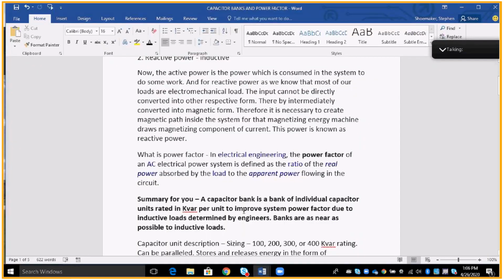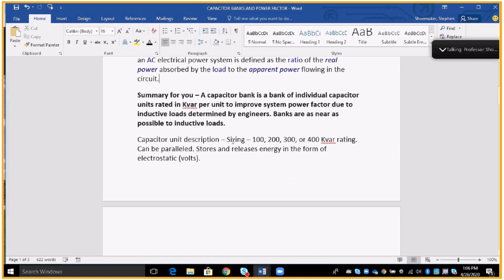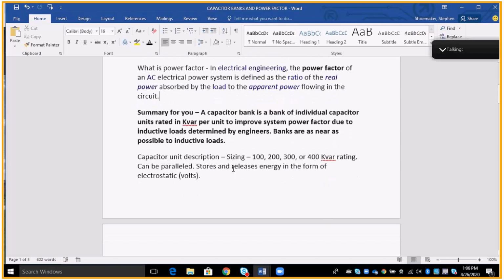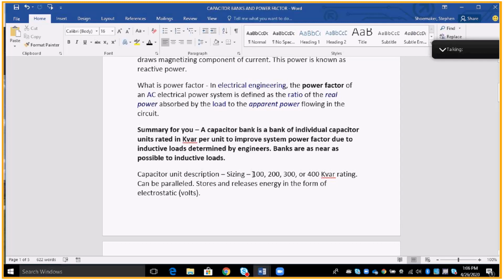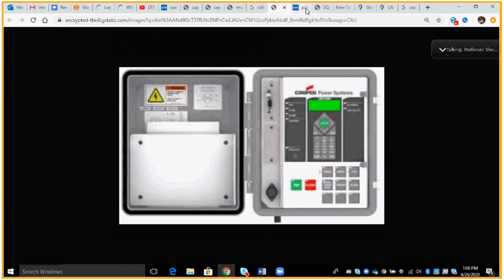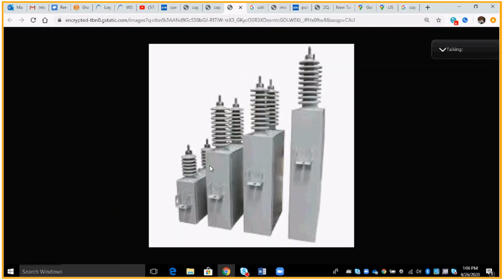Okay, so the capacitor unit description, sizing. Depending on how much inductance I have in my circuit, I can put the appropriate size in kVAR of the unit that I want to install in the bank. So there's 100 kVAR units, 200, 300, and 400 kVAR units that you can install in a capacitor bank. There you go. That's a 100, that's a 200, that's a 300, that's a 400. I have heard cases where they've actually had a 600 unit. That's a lot of capacitance in one location. And just to let you know, you're going to run into this out there in the world.